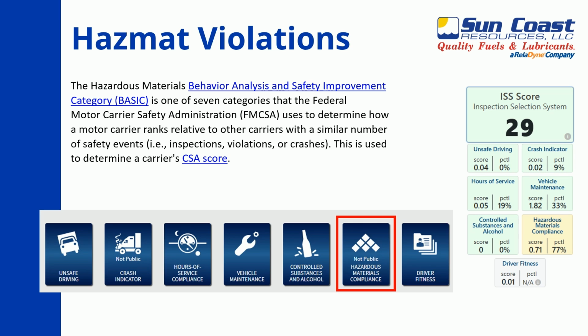The Hazardous Materials Behavior Analysis and Safety Improvement category, BASIC, is one of 7 categories used by the Federal Motor Carrier Safety Administration, FMCSA, to assess how a motor carrier ranks compared to others with a similar number of safety events, such as inspections, violations, or crashes. This assessment contributes to determining a carrier's CSA score. Currently, our hazardous materials compliance score stands at 77 percentile.